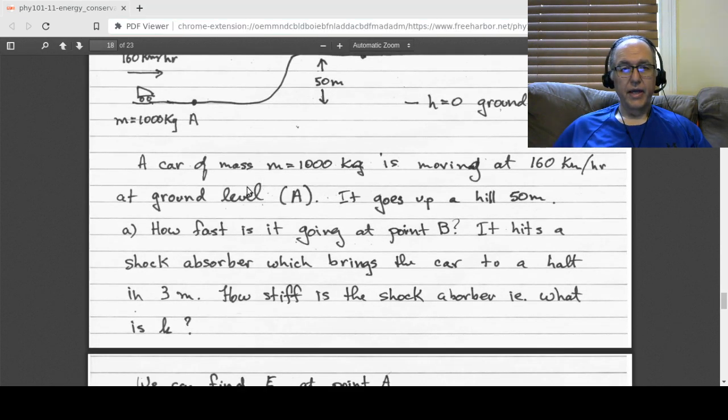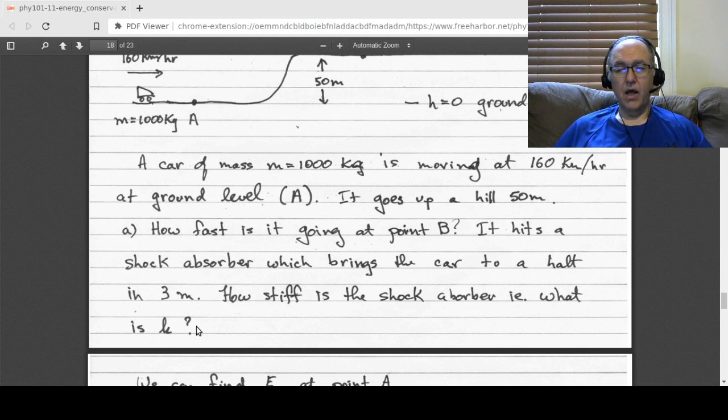You can read the English here. A car of mass 1,000 kilograms is moving at 160 kilometers per hour at ground level. That's point A. It goes uphill 50 meters. How fast is it going at point B? It hits a shock absorber, which brings the car to a halt in 3 meters. So I tell you how much the shock absorber compresses and ask how stiff the shock absorber is. In other words, what is K? Whenever I say how stiff is the spring, I'm really asking for the spring constant K.